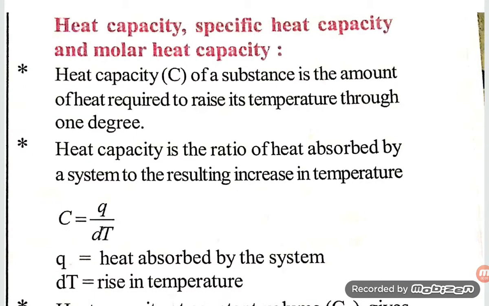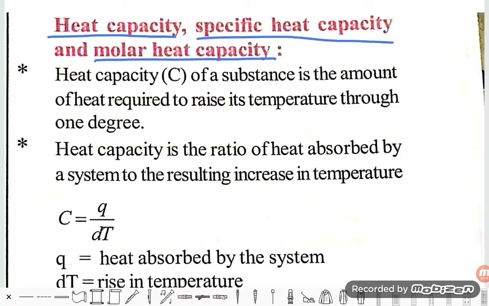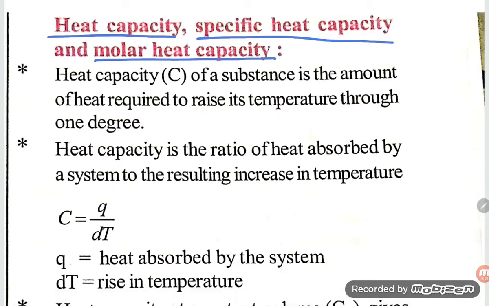Hello, good morning, students. Now let us try to understand the heat capacities and their types. First of all, we have to understand heat capacity, then specific heat capacity and molar heat capacity. Heat capacity is of two types, that is specific heat capacity and molar heat capacity. These two are again divided into specific heat capacity at constant volume and constant pressure, and molar heat capacity at constant volume and constant pressure. There are many types, but basically we are going to study the heat capacity.